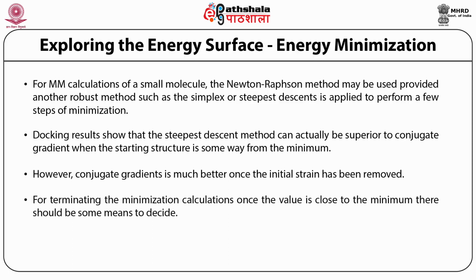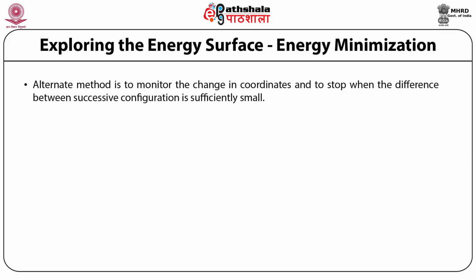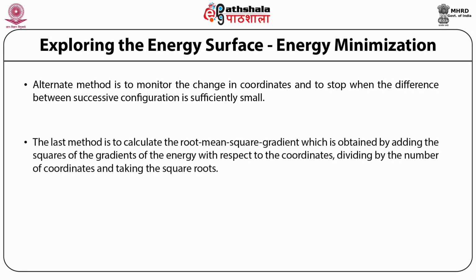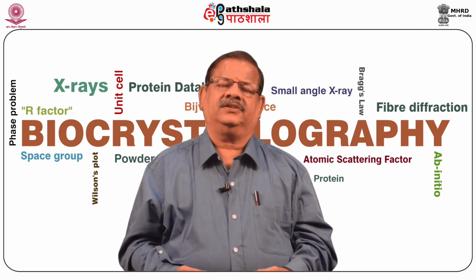For terminating the minimization calculations, once the value is close to the minimum, there should be some means to decide. The simple strategy is to monitor the energy from one iteration to the next and to stop when the difference in energy between successive steps falls below a threshold. An alternate method is to monitor the change in coordinates and to stop when the difference between successive configurations is sufficiently small. The last method is to calculate the root mean square gradient, which is obtained by adding the squares of the gradients of the energy with respect to the coordinates, dividing by the number of coordinates, and taking the square root. Let us now look into the applications of energy minimization.